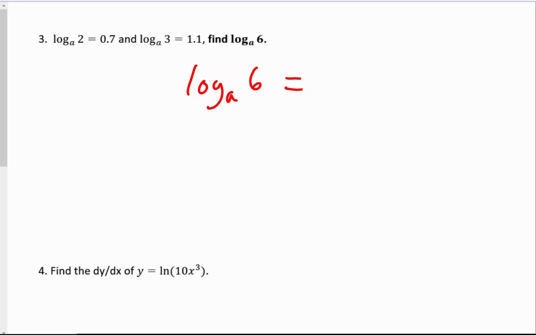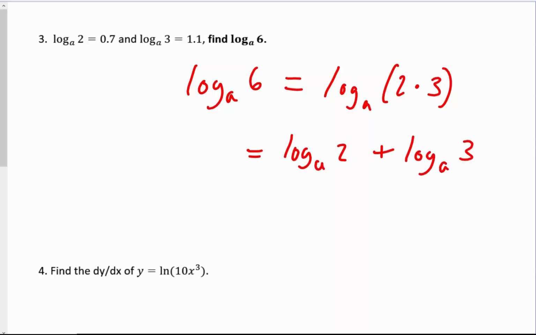Remember, we could say log base a of 6 is equal to log base a of 2 times 3. And then using one of the properties of log for the product, right, the product of two terms in our argument, we could split this up and say log base a of 2 plus log base a of 3. Okay, and now we just use what log base a of 2 was defined as, 0.7. Just replace it. 0.7. Log base a of 3 was defined as 1.1. And now we could add them together and we end up with 1.8.